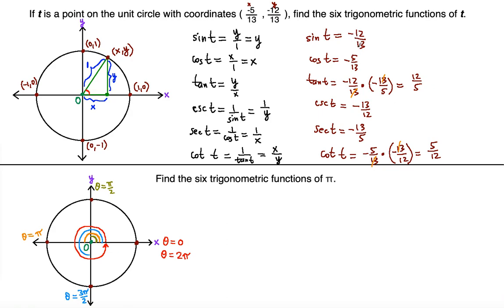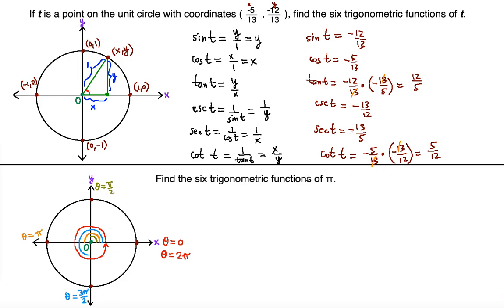You can also verify the other relationships, like sine versus cosecant. You understand that it's flipped: minus 12 over 13 is flipped, which is good. And also cosine and secant have the reciprocal relationship. Minus 5 over 13 flips to be minus 13 over 5. Cool, so everything is absolutely correct.